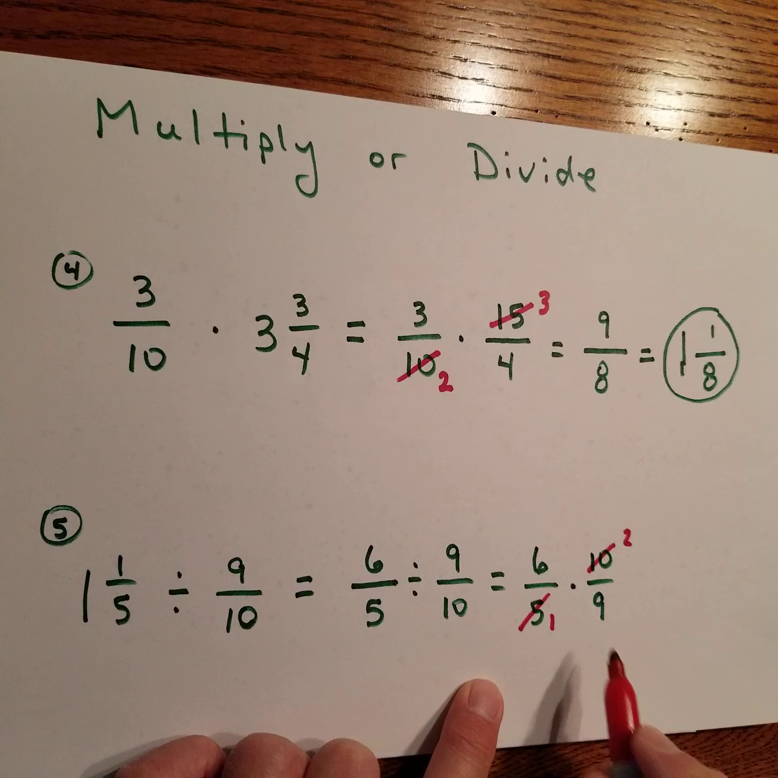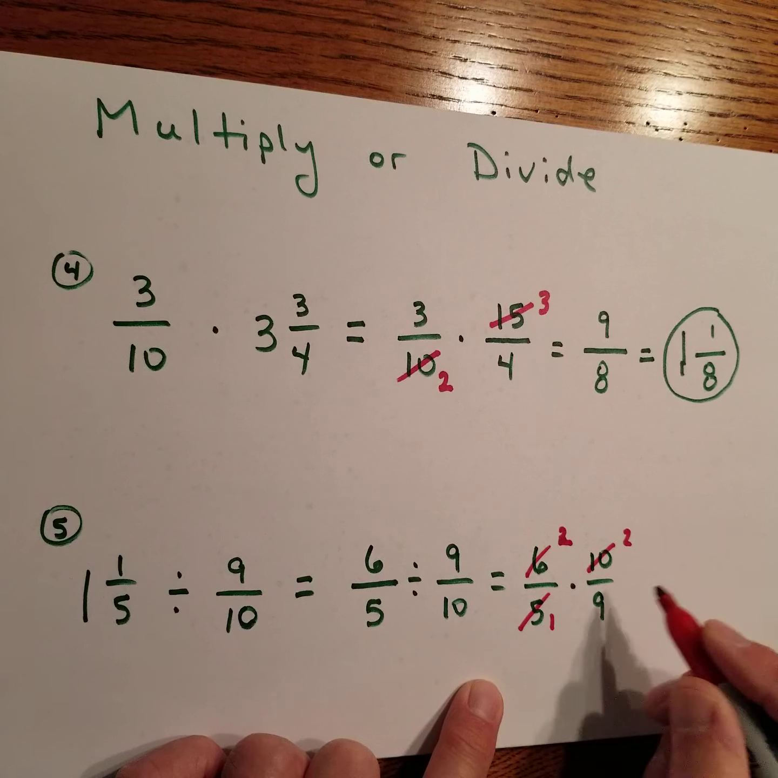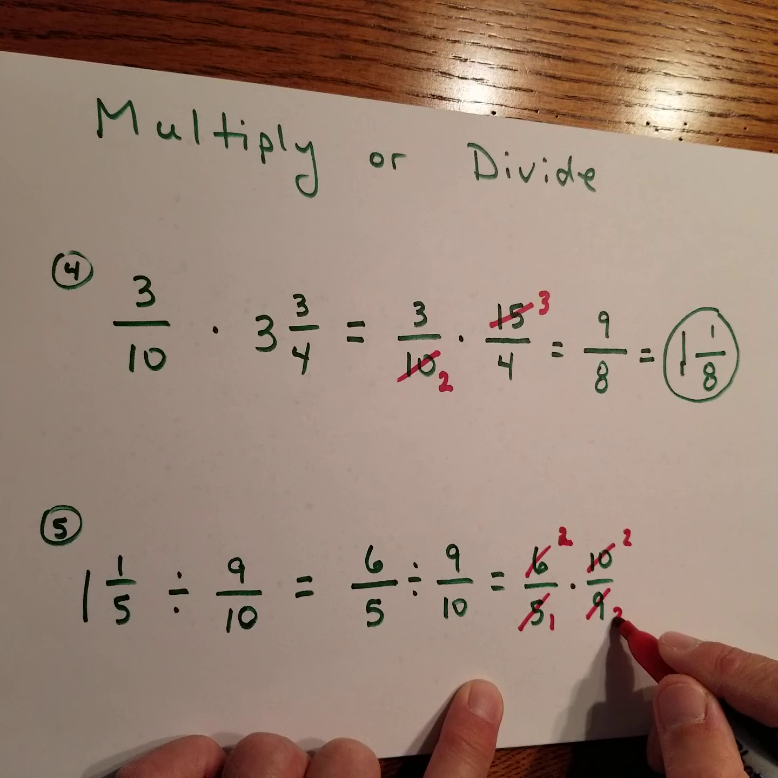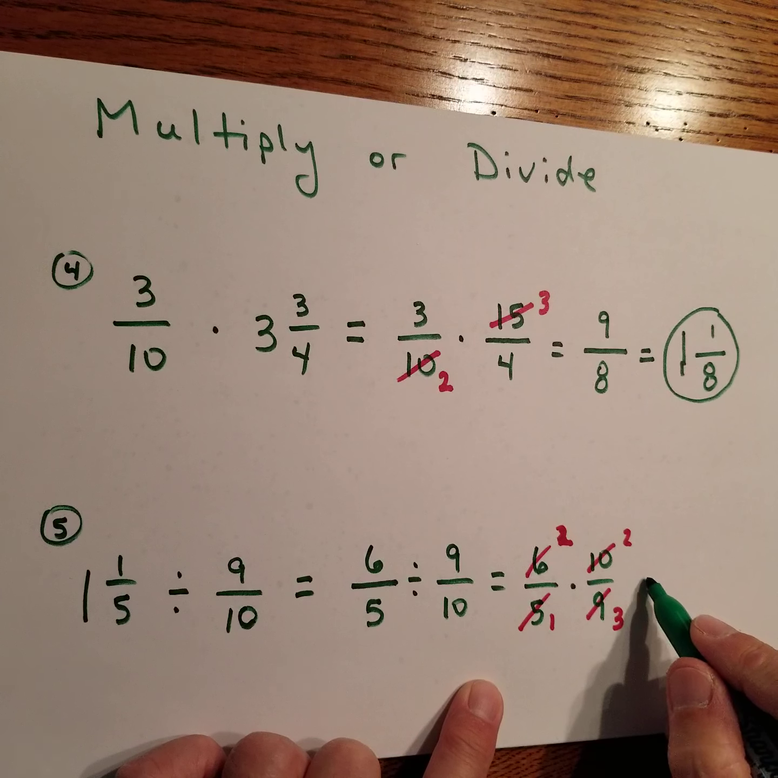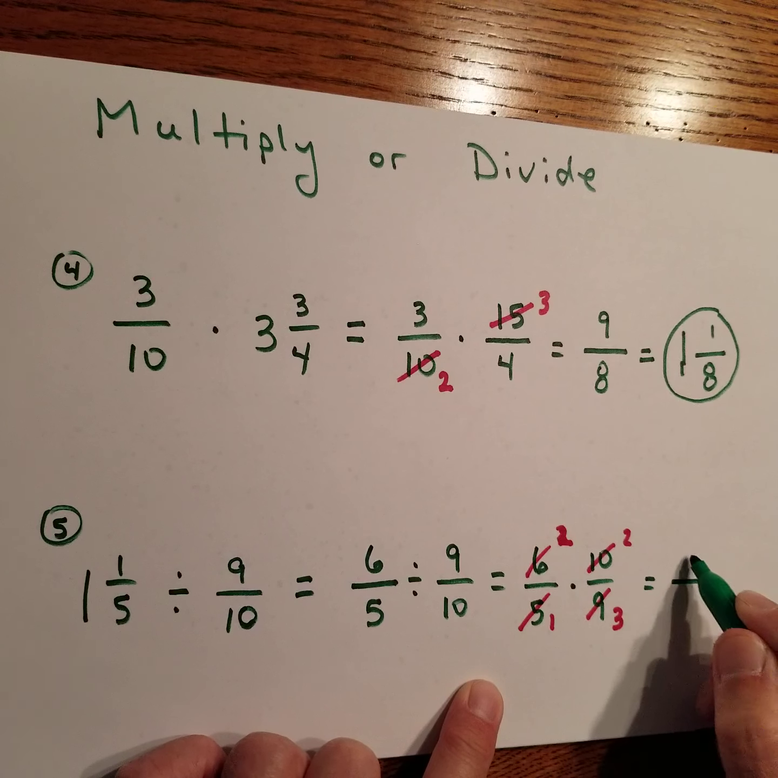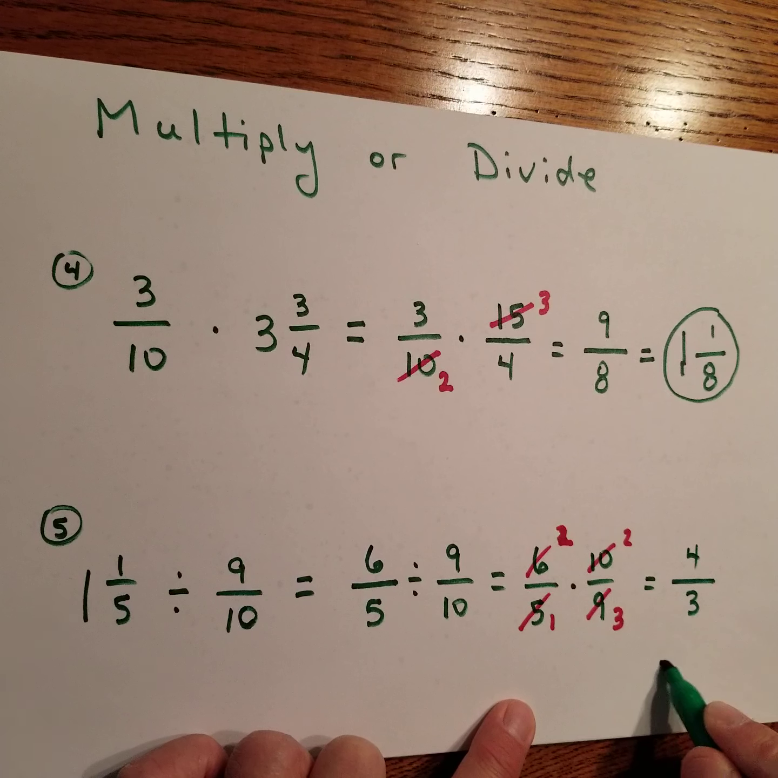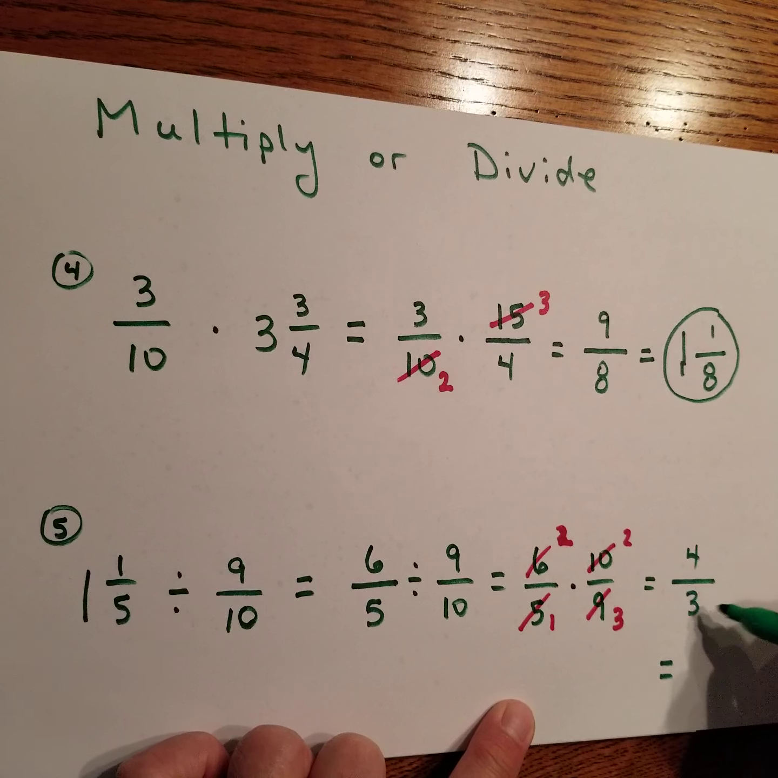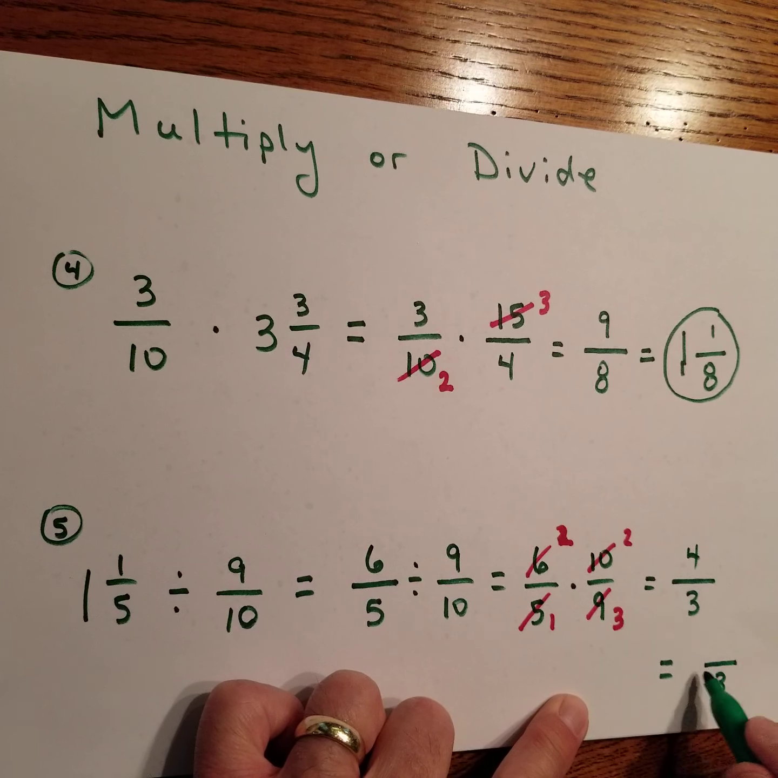6 and 9 also reduces. Divide by 3 and divide by 3. Now multiply the tops, multiply the bottoms, and if your final answer is an improper fraction, change it into a mixed number. 3 goes into 4 1 time with 1 left over.